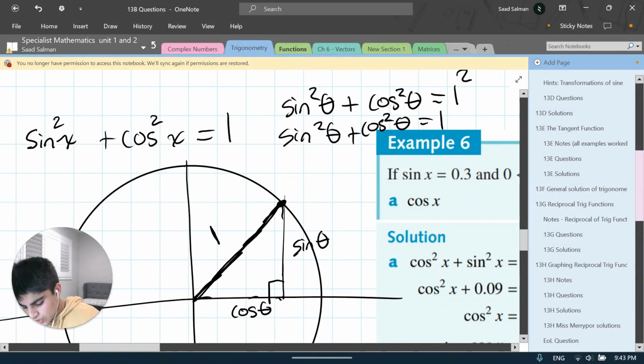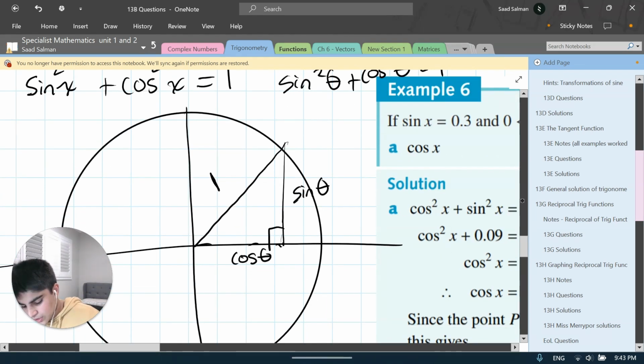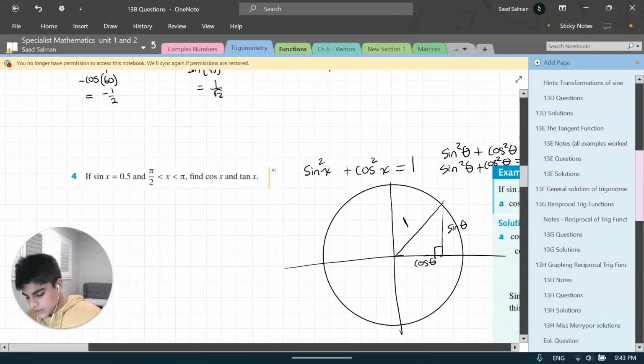This is the radius of the unit circle, which is always 1. The y value is sine theta. The x value is cosine theta.